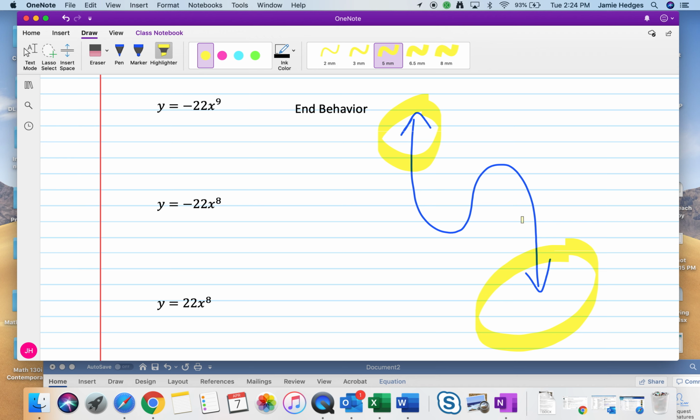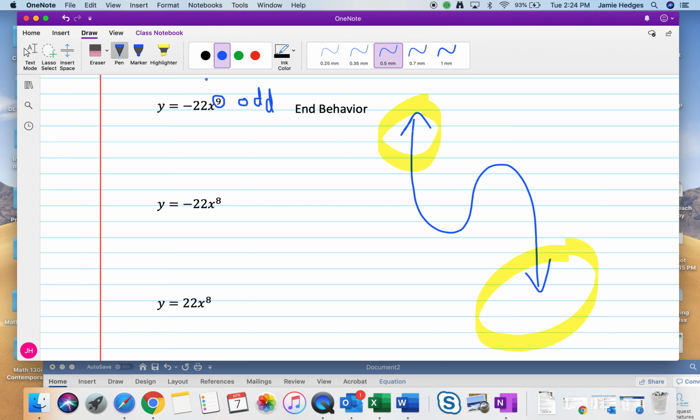Now, there are 2 things that we need to look for. First, I'm going to look for the exponent up here. In this first one, 9 is an odd number. We all know that. Since it's an odd number, my arrows are going to be going in opposite directions, similar to what I have right here.